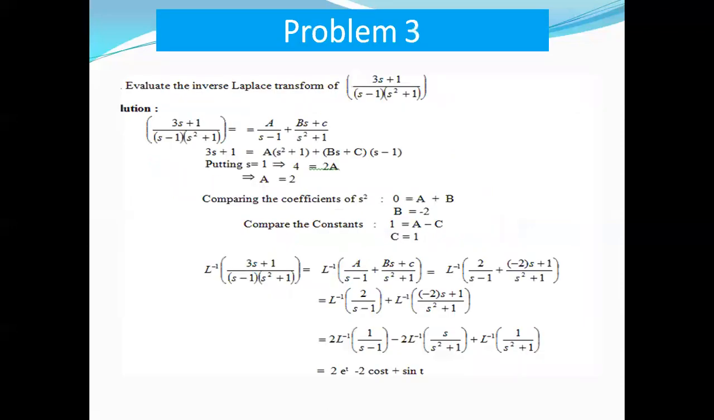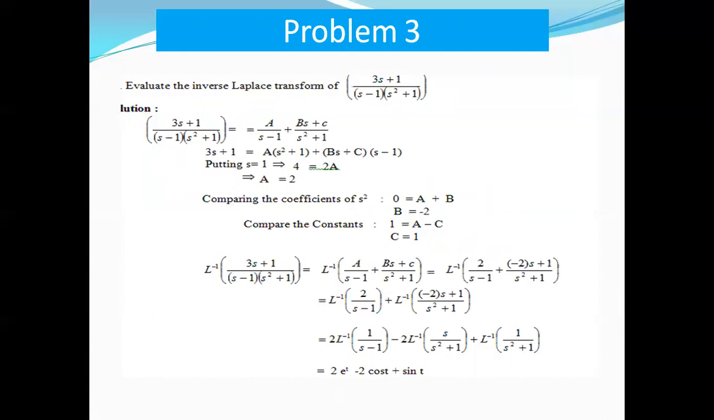The next problem: evaluate the inverse Laplace transform of 3s plus 1 divided by (s minus 1)(s square plus 1). In this problem also, we have more than one term in the denominator, so we are going to use partial fractions. In the denominator, we have a second degree term.